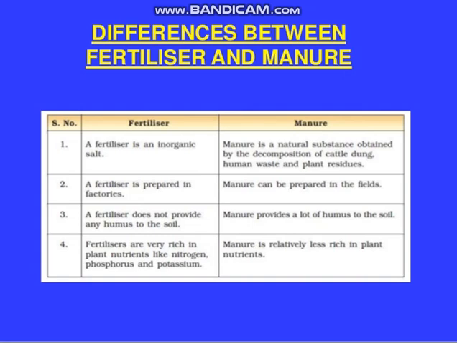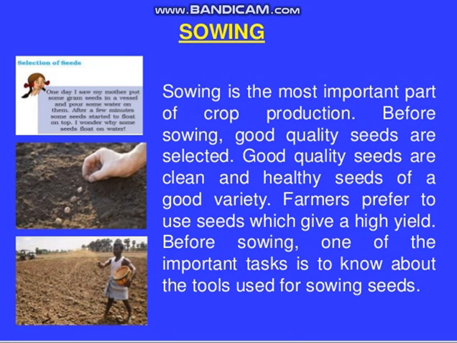Now, we will proceed with the second step of agricultural practices, that is sowing of seeds. Sowing is the most important part of crop production.